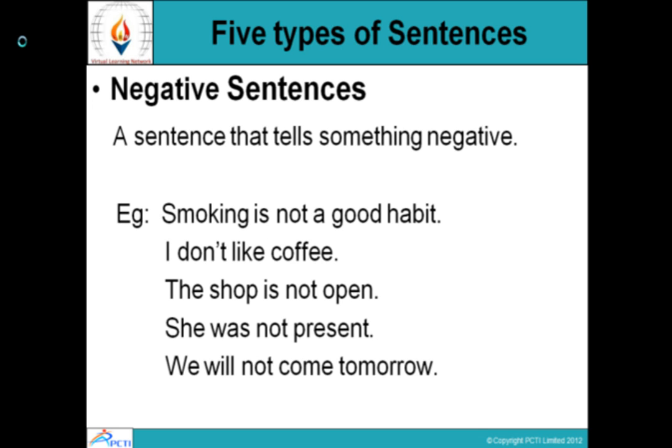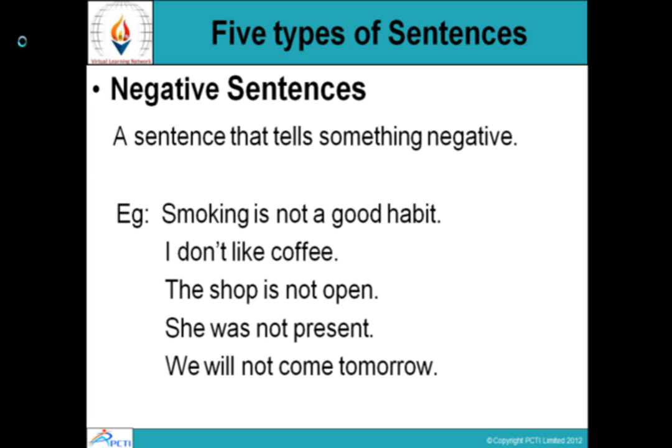When a sentence tells us something negative or the absence of something, those sentences are called negative sentences. They are also assertive sentences in the sense that they indicate something, but they are negative sentences because they tell us something negative. For example, smoking is not a good habit.